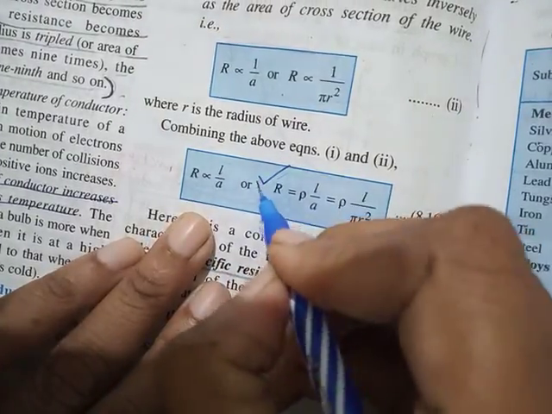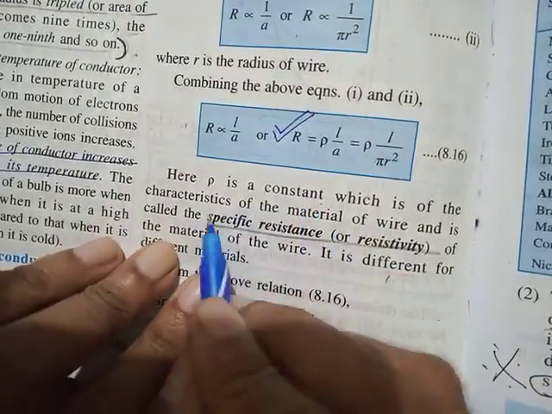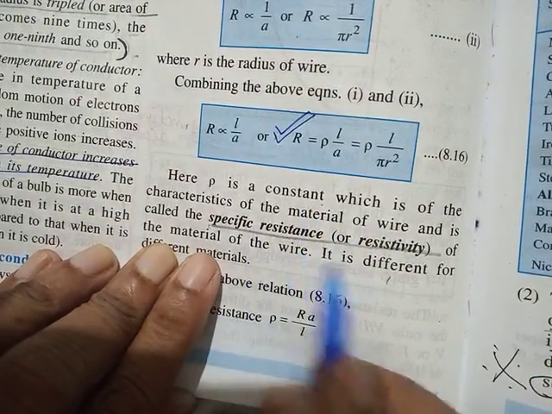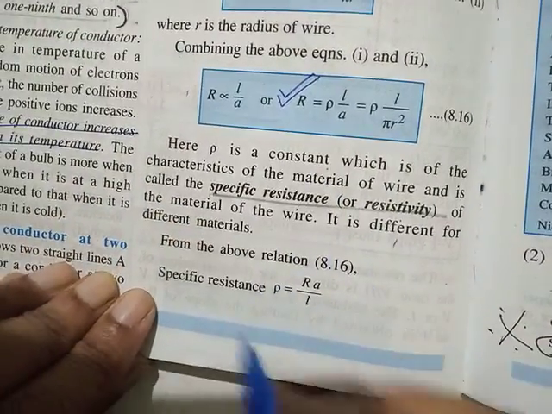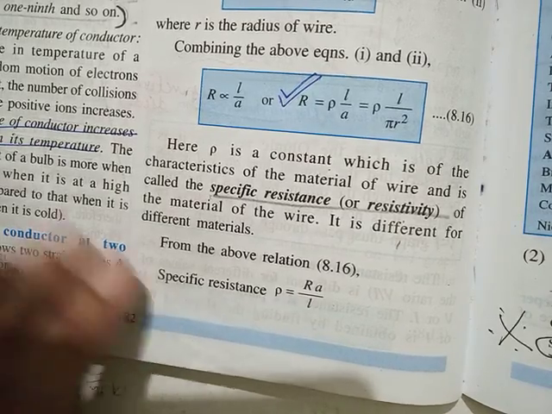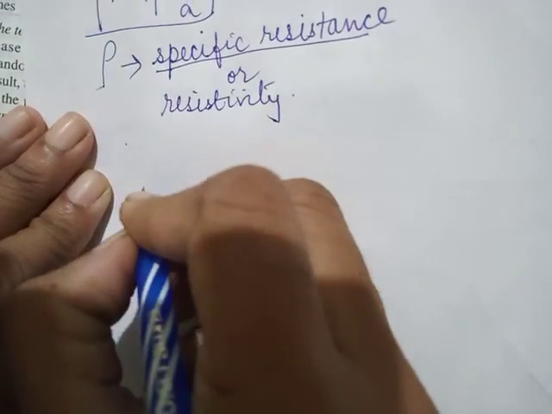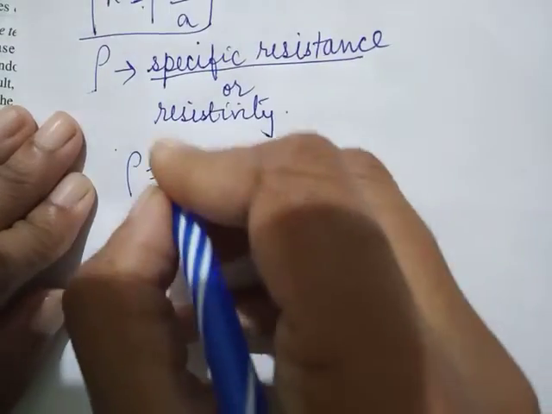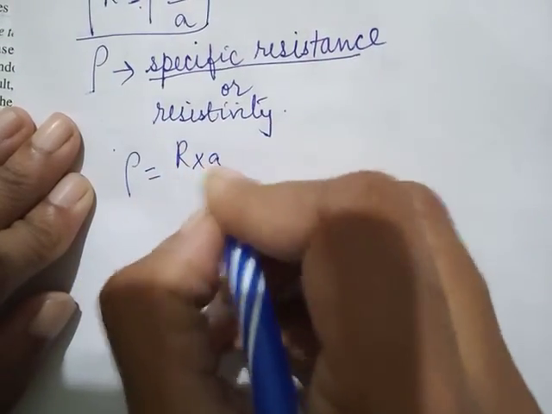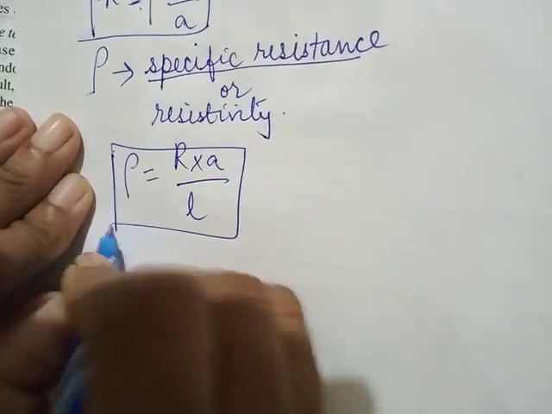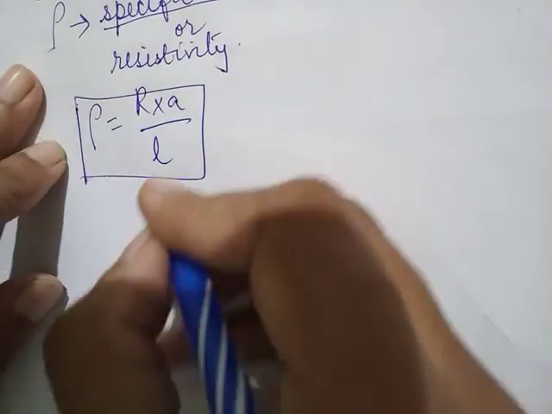So this is what we have been seeing. This is the formula, R is equal to rho L by A, where rho is a constant called specific resistance or resistivity. Then a little more about specific resistance. Because R is rho L by A, the formula for rho will be R into A upon L. So this will be the formula for specific resistance or resistivity.